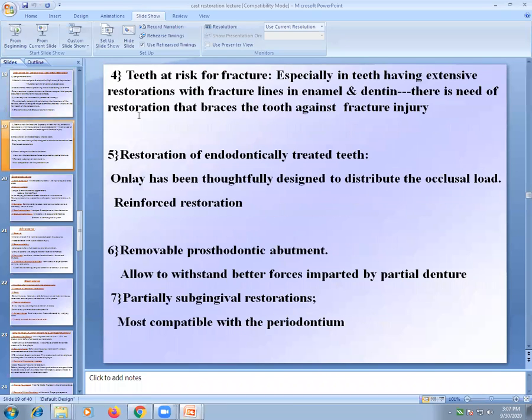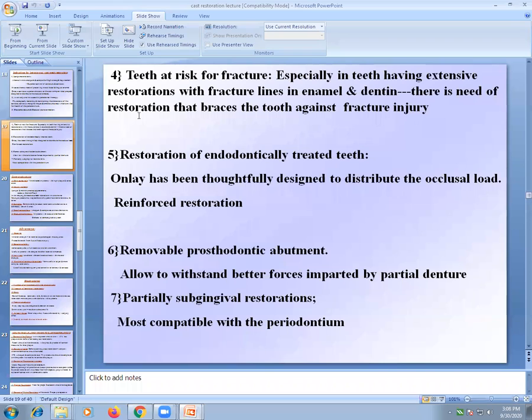There is a need for restoration that braces the tooth against fracture injury. Right. So suppose we place a composite or amalgam restoration, and there are more cracks present peripheral to the restoration. What will happen? This amalgam restoration will act as a wedge, and due to this wedging effect, the crack may propagate deep into the tooth. So to avoid that, what do we have to do? We can go for the onlay or full crown.